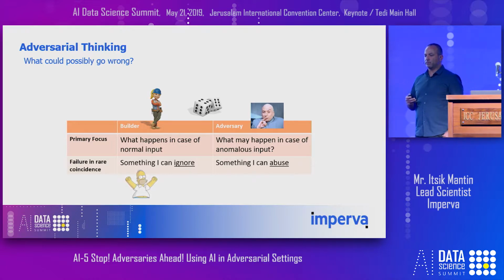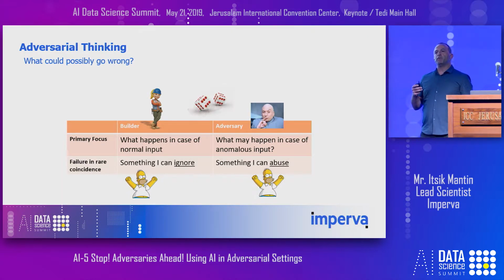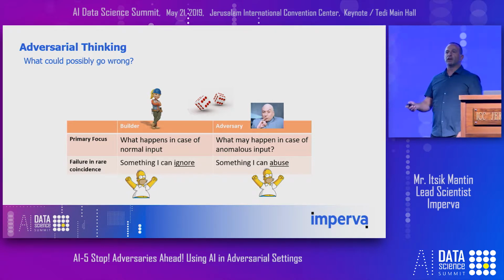And then the builder is happy, but also the attacker is happy. The reason he's happy is because whenever you say rare coincidence, you implicitly say probability. When you say probability, you say there is some dice that someone throws and can fall on 1-1 or 1-2 or 6-6, and you might get lucky and you might not get lucky.